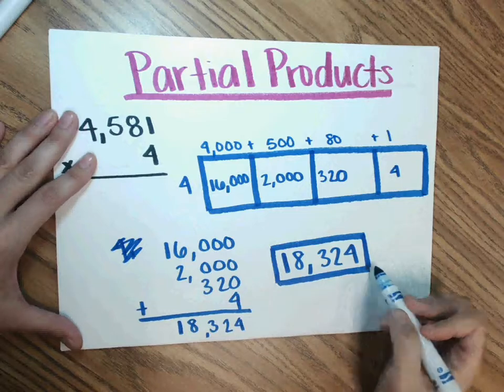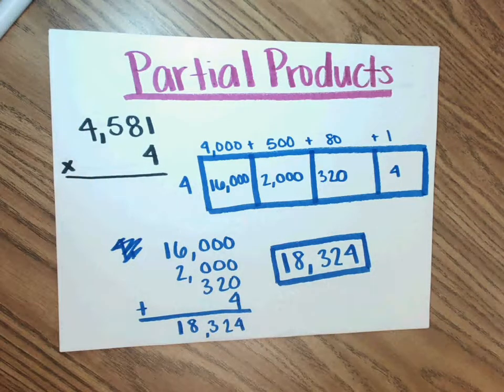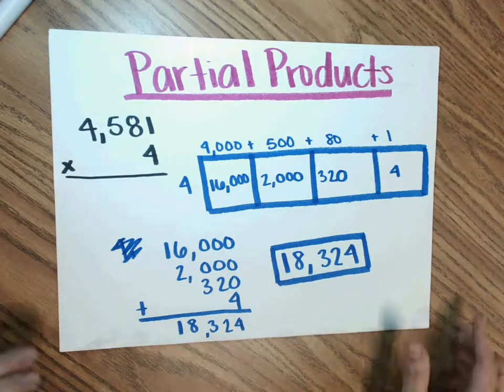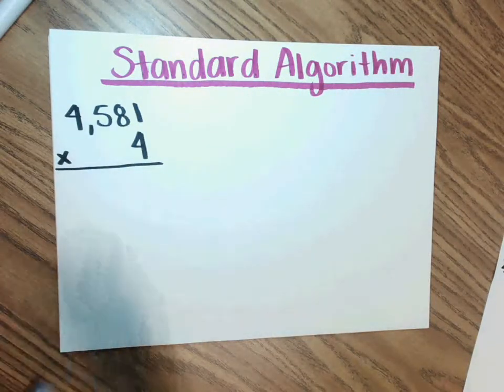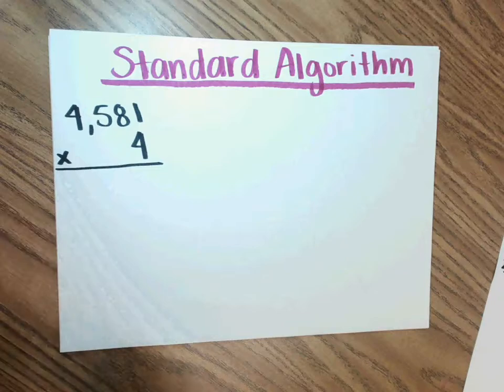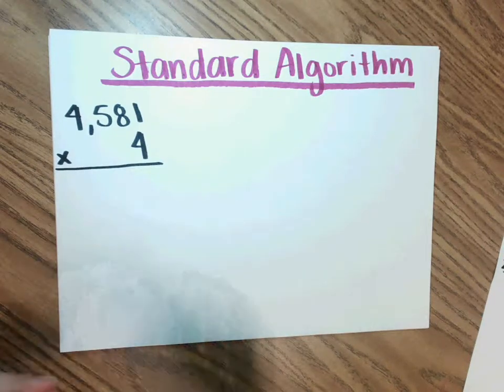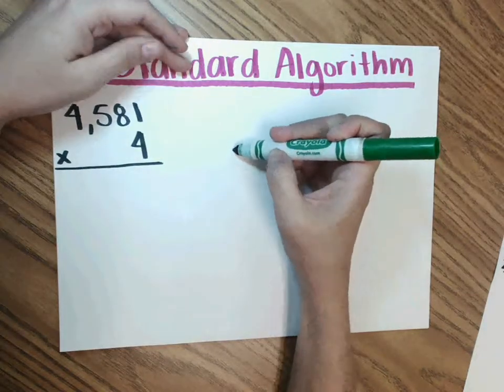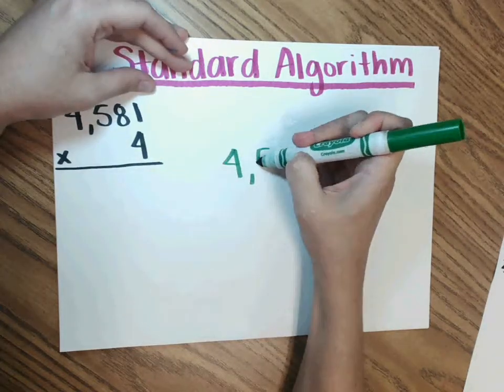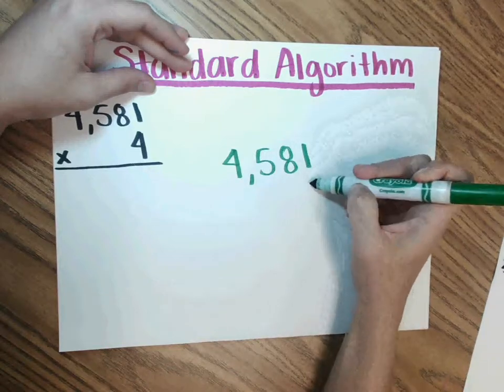Now, that's not the way most of us learned how to multiply. It is a great way for our kids too, though. So let's review the standard algorithm, the way that we taught it in class this year. And this is a way that a lot of our kids are really familiar with. It's up to them which one they use, as long as they're using one of them to get the right answer. So we have 4,581 times 4.